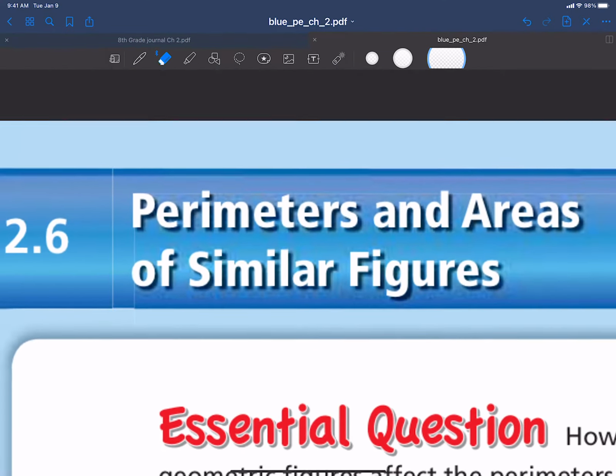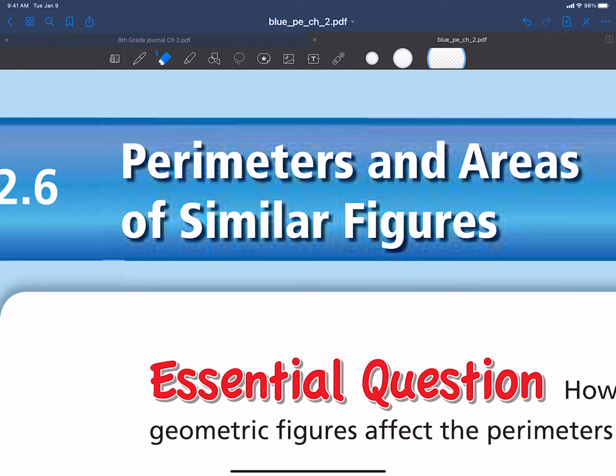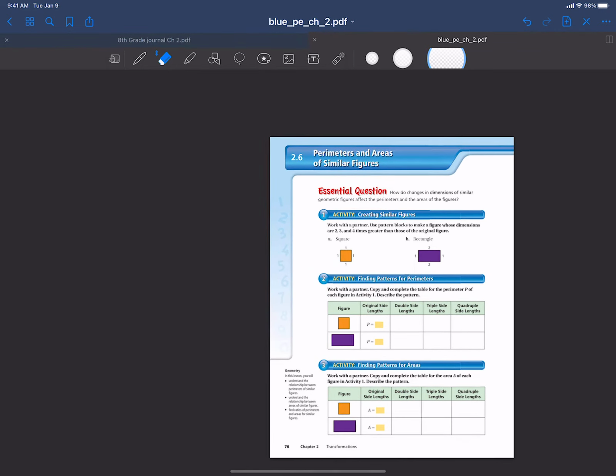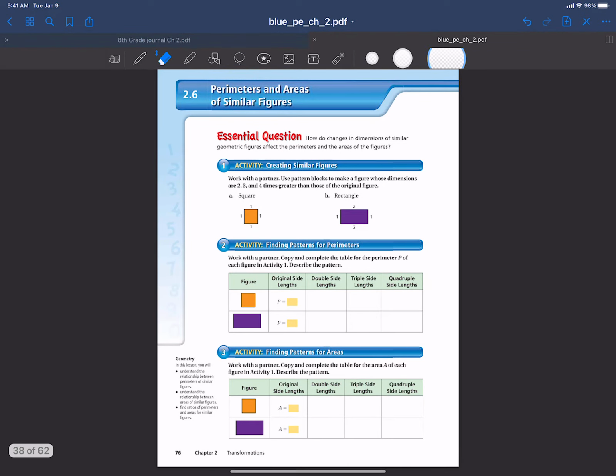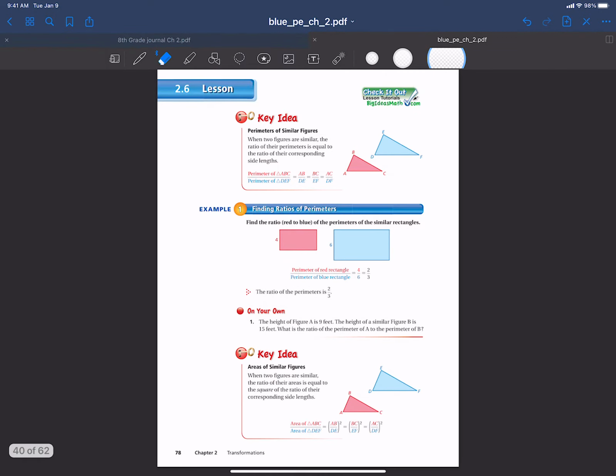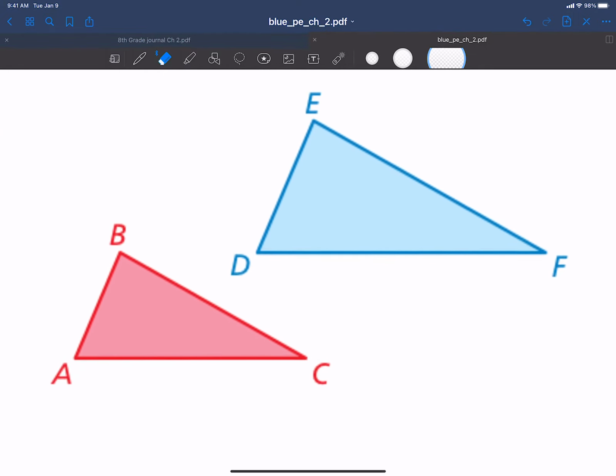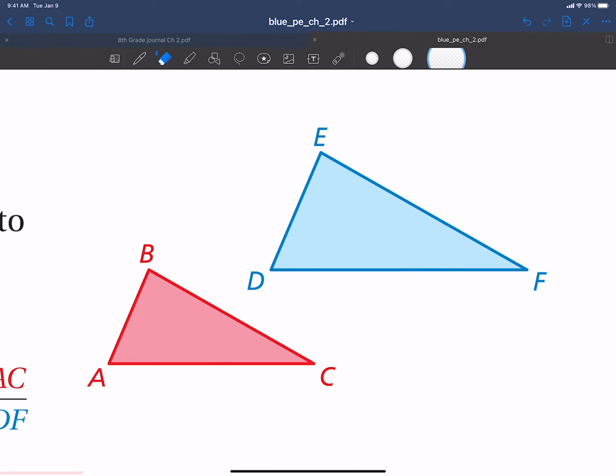So go ahead and write that down. Perimeters and areas of similar figures. But that's not the page we're going to be on. This is page 76 in case I go too fast, right? I do want you guys to start, though, on page 78. And we're just looking at these two triangles first, okay?